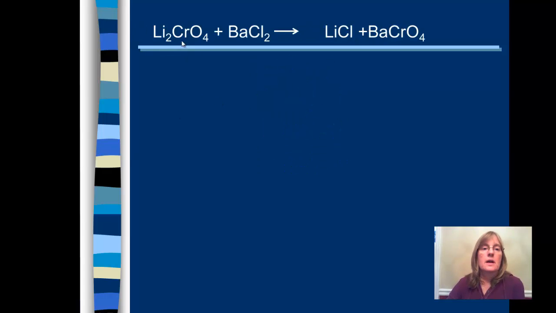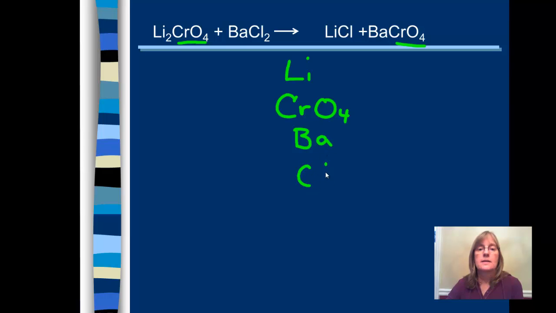All right. Next, again, we have a polyatomic here. CrO4 on one side, CrO4 remains on this side. So we have lithium, CrO4, Ba, and Cl. We are going to count our elements. You're going to copy this on your paper, and you're going to be doing this one yourself as well.